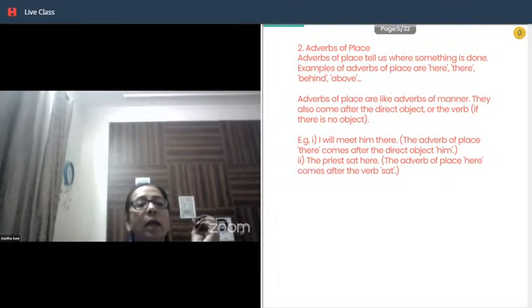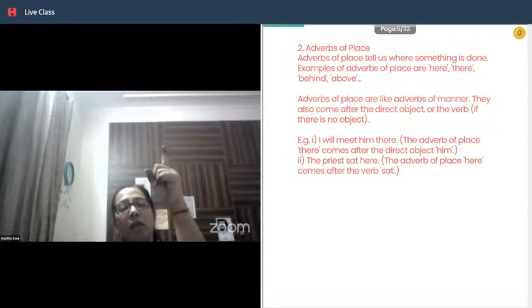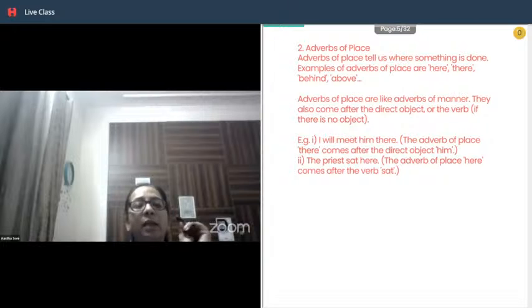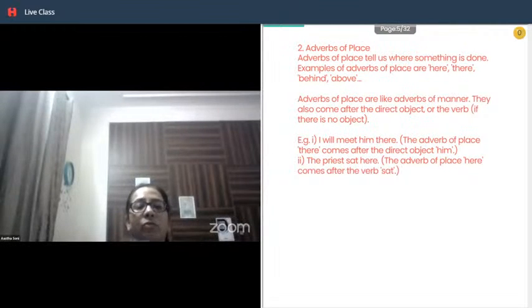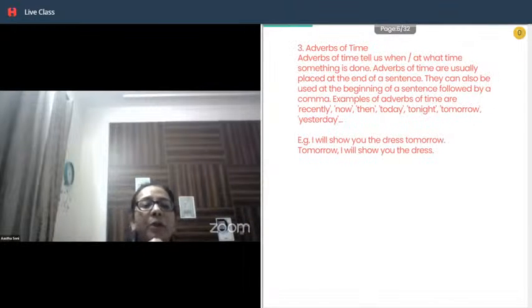Adverbs of place. Adverbs of place tell us where something is done. It is done here, there, behind, above. Adverbs of place are like adverbs of manner, and they also come after the direct object, or after the verb if there is no object. I will meet him there. The adverb of place there comes after the direct object him. The priest sat here. The adverb of place here comes after the verb sat. So what is this adverb of time?